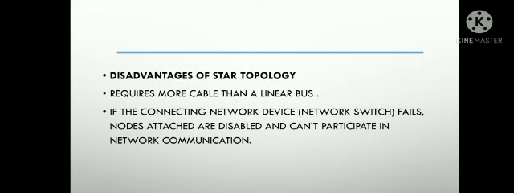Disadvantages of star topology. First, it requires more cable than a linear bus. Second, if the connecting network device or network switch fails, nodes attached are disabled and can't participate in network communication. Third, it is more expensive than linear bus topology due to the cost of the connecting device. Fourth, if the hub goes down, everything goes down. None of the devices can work without the hub.